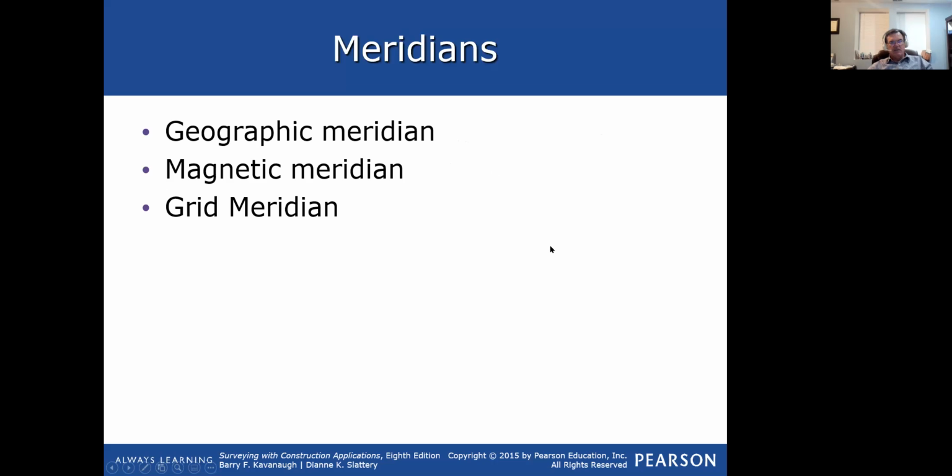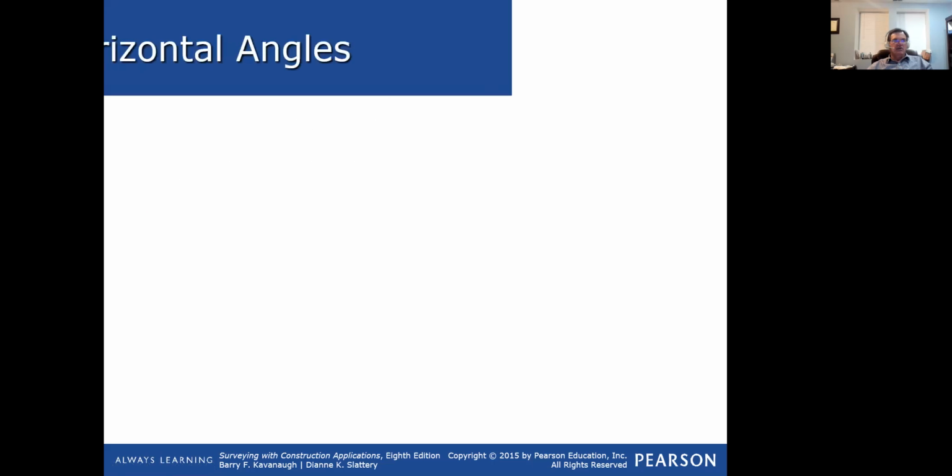The grid meridian is what a lot of people use in surveying, and that is your state plane coordinate systems. I'm not sure that we talked much about that, but the state plane coordinate systems allow for the Earth's curvature to be flattened in a plane. That's the plane that we work in, and we flatten the Earth out, taking into account its curvature, and we call that a grid meridian.